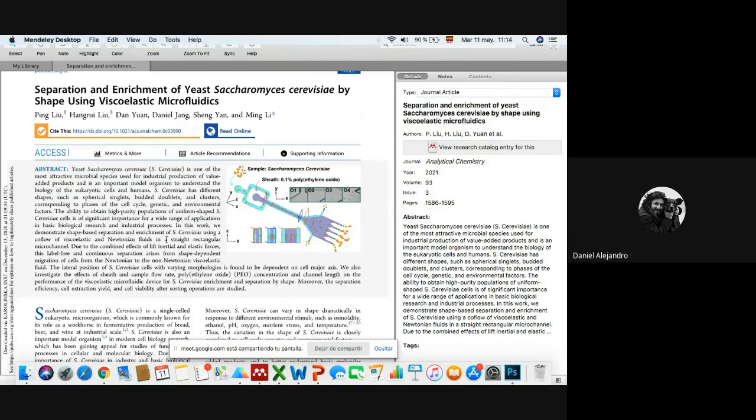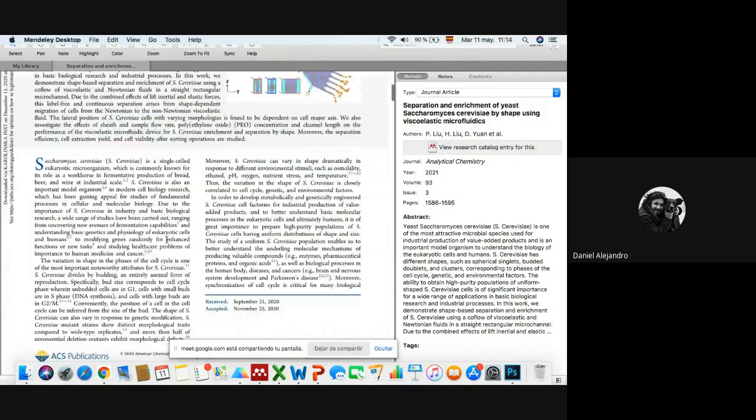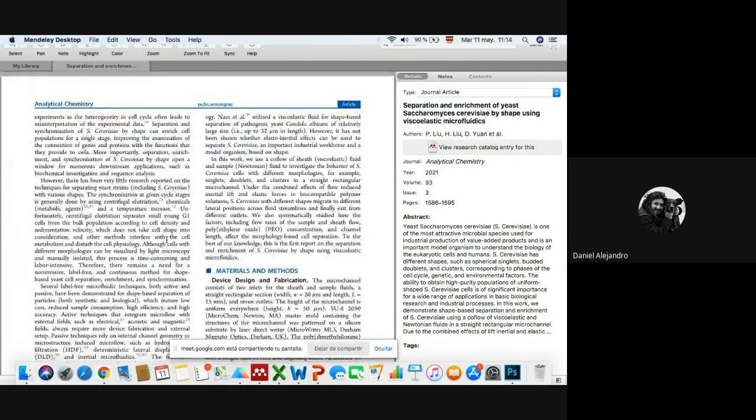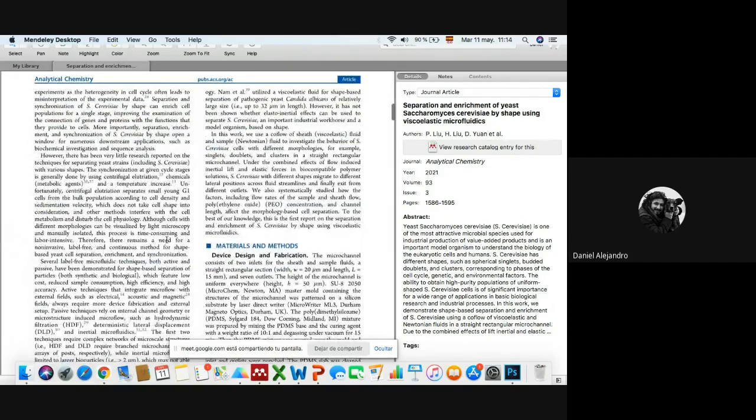In this experiment, they test the separation efficiency, the cell extraction yield, and cell viability after separation under different conditions. The shape of the yeast and the dynamics of the yeast biology can be influenced by the environment. And this is used to study downstream gene expression.